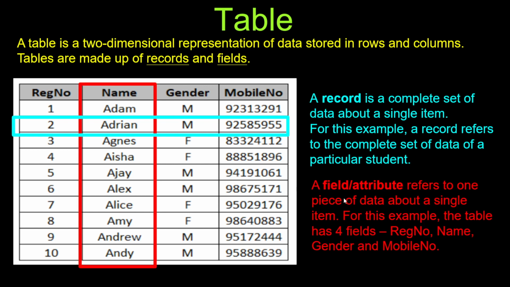A field or attribute refers to one piece of data about a single item. So in this case, if I say the name of this second row entry is Adrian, then in this data I have 4 different fields or attributes: reg number, name, gender, and mobile number.